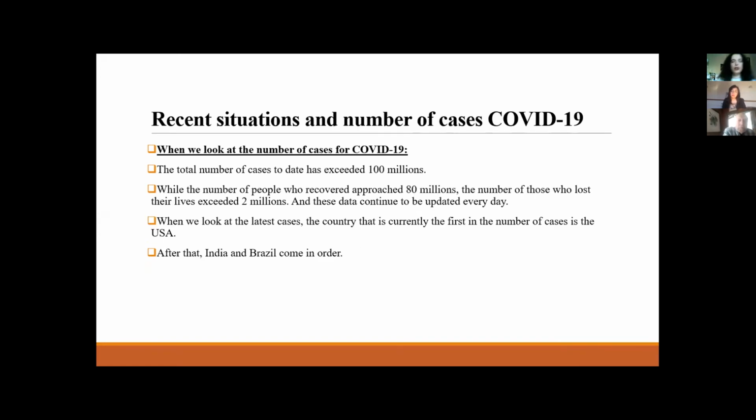Now, I want to tell you about the recent situation and number of COVID-19 cases every day in the world. When we look at the number of cases for COVID-19, the total number of cases exceeds 100 million, while the number of people who recovered approached 80 million, but the number of those who lost their lives exceeds 2 million. And these data continue to be updated every day. When we look at the latest cases, the country that is currently first in the number of cases is the USA. After that, India and Brazil come in order.